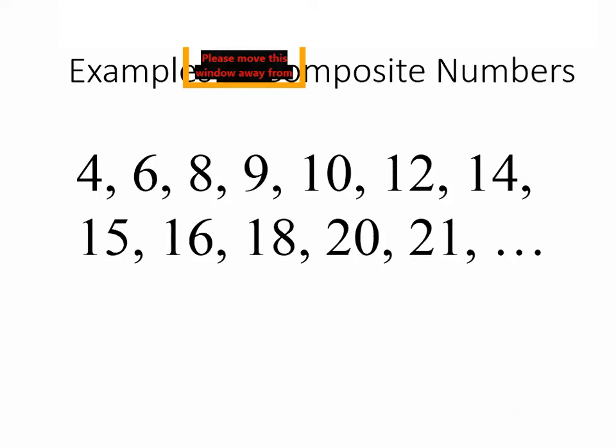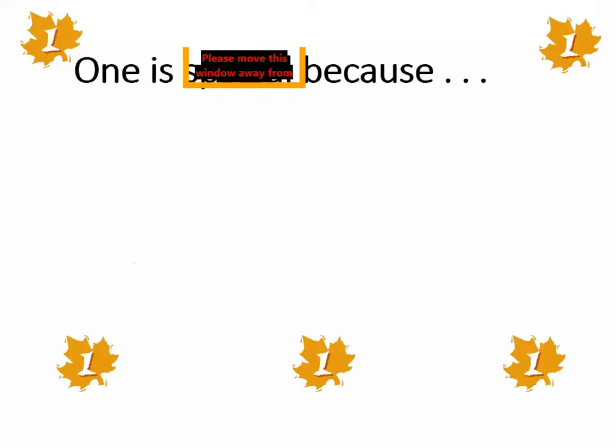Likewise, we have 6. 6 comes in the table of 1 times 6, 2 times 3, 2 3s are 6, 3 2s are 6, 6 1s are 6. So we have a lot of factors of 6 as well, so 6 is a composite number. Likewise, we have the other numbers 8, 9, 10, and so on. These are the composite numbers.